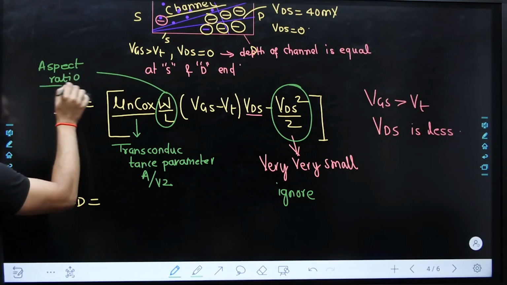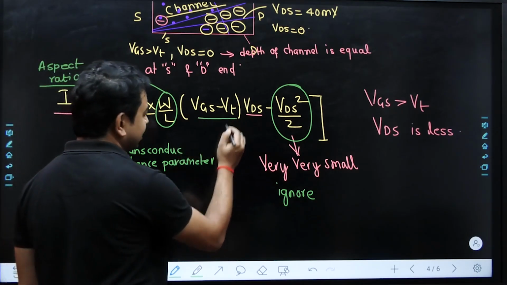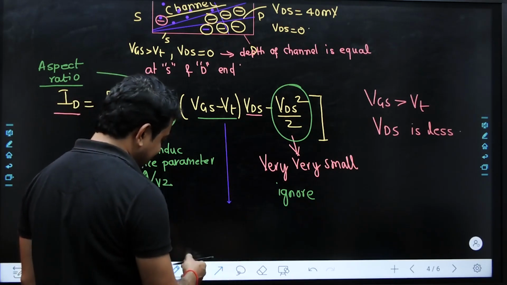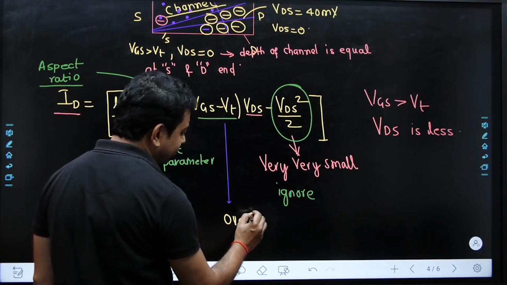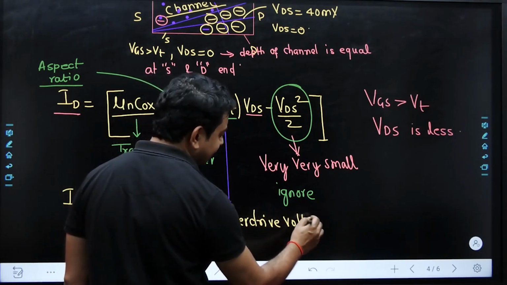We have the aspect ratio in our TVs, mobiles, everywhere. This VGS minus VT is known as the overdrive voltage. So I have everything with us.